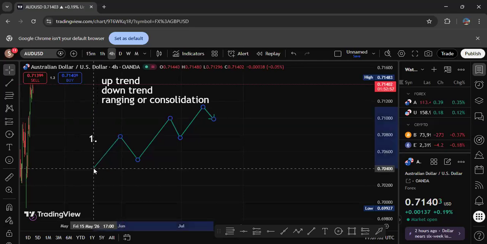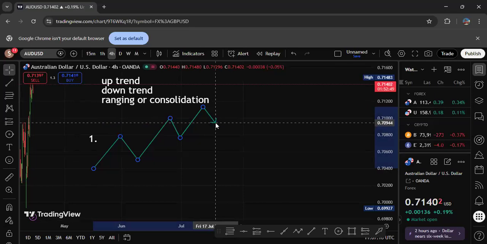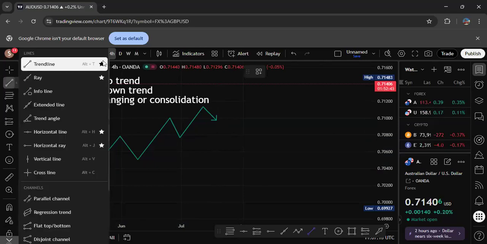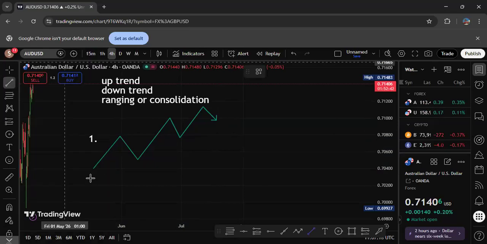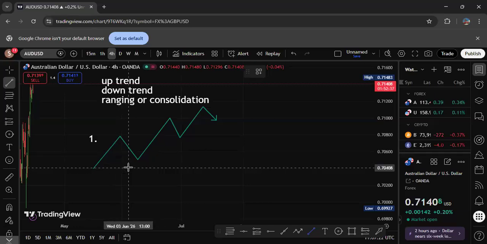So now we want to apply the trend line on this trend here we drew. So let me apply this trend line. So the trend line, what you do, this is how to apply a trend line.